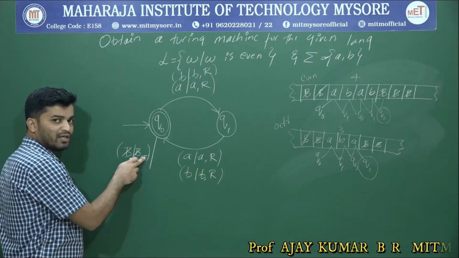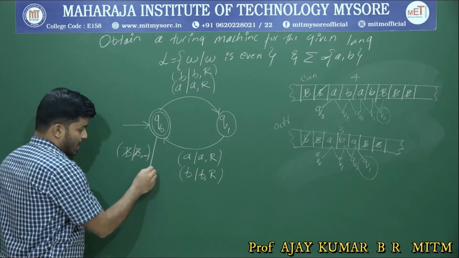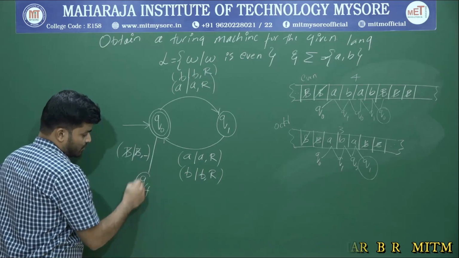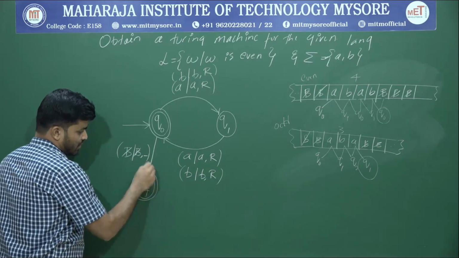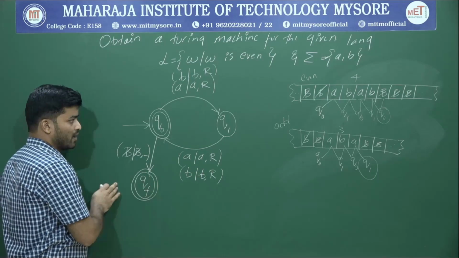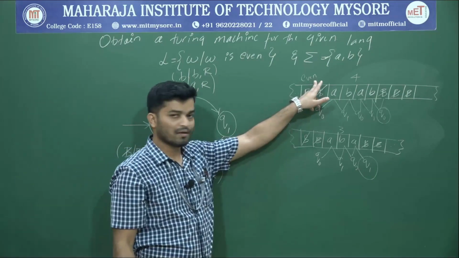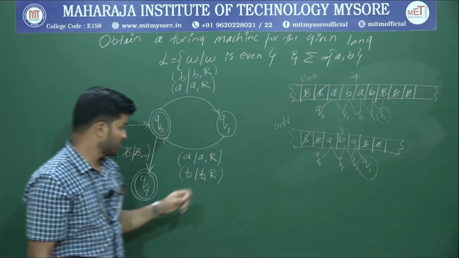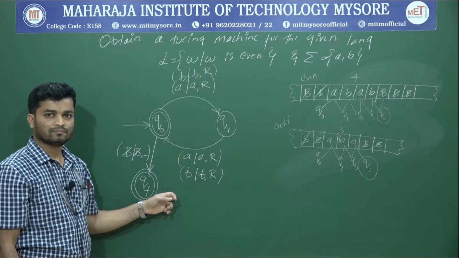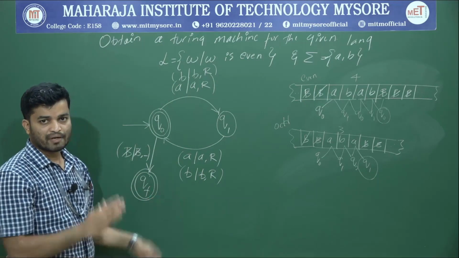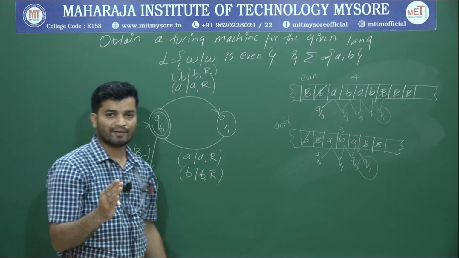That's the reason I have written a dash. We will halt the machine, take a transition to qf, and accept that particular string. Why? Because that string is of even length. This is your Turing machine. So the logic is simple. We will just keep on moving to the right-hand side.